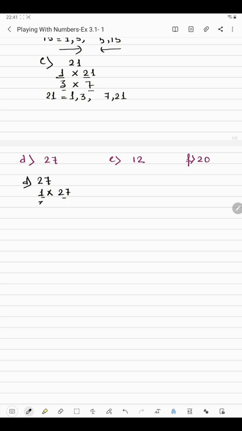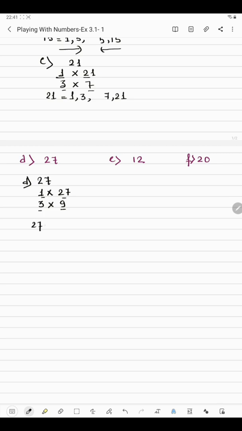So in 3's table 27 comes, because 3 9s are 27. So these are the factors of 27. Now we'll check whether we have missed any number or not. So after 3, 4 is there. So 27 cannot be divided by 4. Then 5, 27 cannot be divided by 5. 6 also is not possible. 7 also is not possible. In 8's table also 27 doesn't come. And then 9 is there. That means these are the only factors of 27.